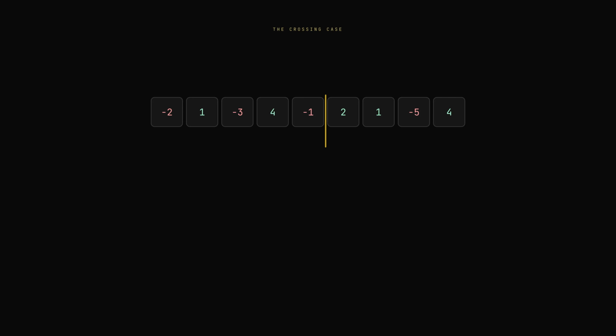The crossing case looks hard until you notice what crossing means. The stretch touches the middle boundary, so it must be the best suffix of the left half glued to the best prefix of the right half. And each of those is one scan. Walk left from the boundary, running sum, remember the best.